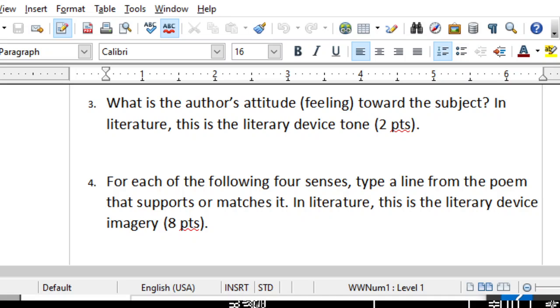Imagery is when a writer writes in such a way that you can taste it, you can touch it, you can feel it, you can see it. That is imagery. A writer or an author is so descriptive with the way they use their words that you can see it, you can touch it, you can taste it, you can smell it, you can hear it.